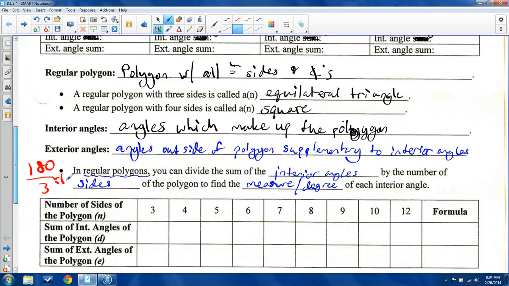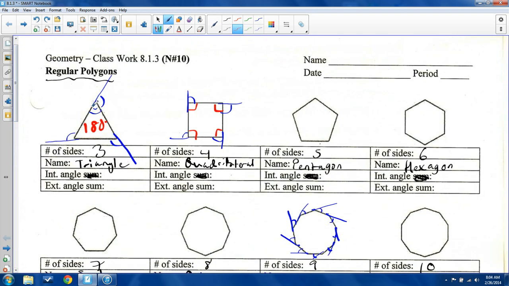So 180 over 3 is 60. So each of these angles is 60 degrees in this equilateral triangle. Okay? The same thing goes for the square. Like I said, if this was 360 on the inside, if I divide that by 4, then I'll get the measure of each individual angle, which is 90. 360 over 4 is 90. So all these are 90 degrees.